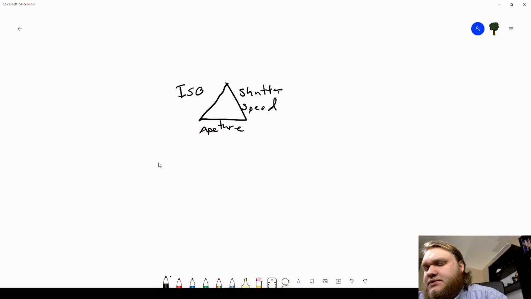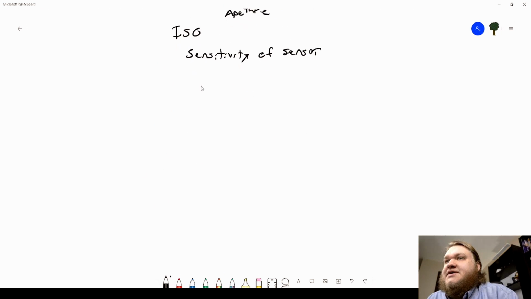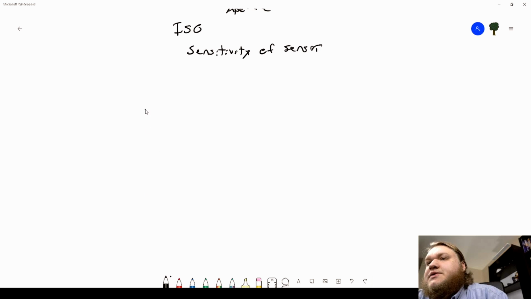So what is ISO? This is basically the sensitivity of your sensor. That's kind of a misnomer, but it's a good way to think about it. So what do we mean when we say sensitivity? Our sensors are made up of little pixels, and in fact, each pixel is subdivided into 4 subpixels.